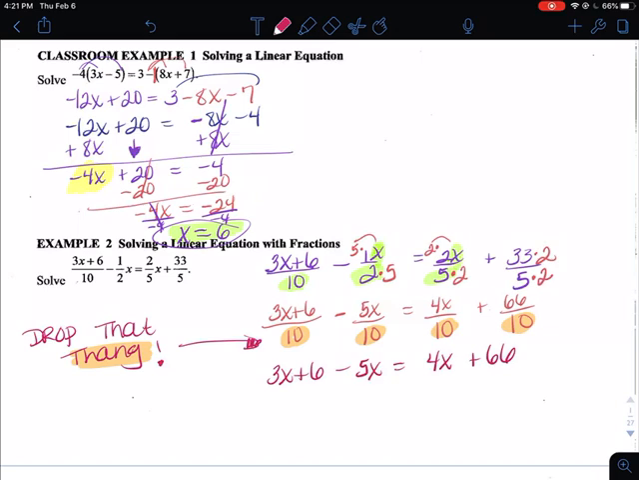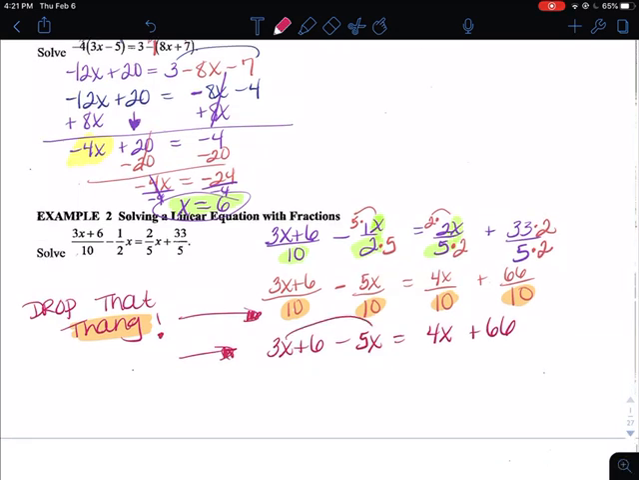All right. And really what you're doing, so mathematically, outside of drop that thing, is you're multiplying every single fraction by 10, the least common denominator. And then when you do that, you end up with this equation at this point. Of course in the textbook they're not going to say drop that thing, but that's basically what it boils down to.